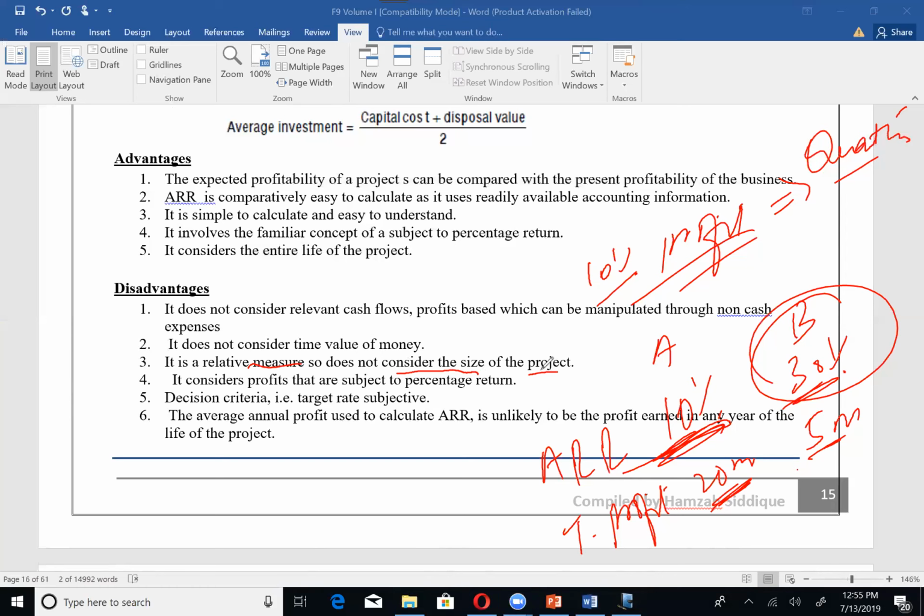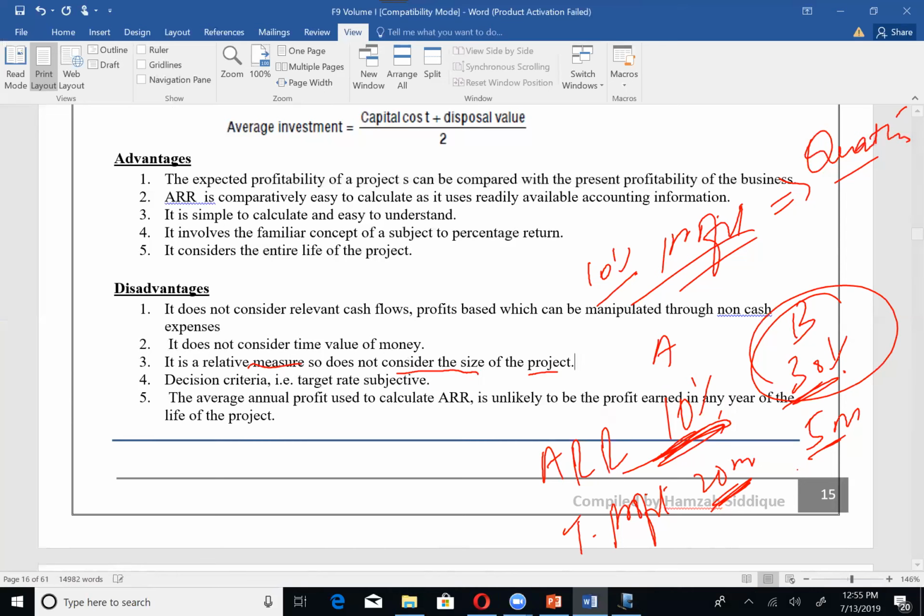Now, target rates are decided by the board, which are again subjective, that what should be sufficient. So decision criteria, which is set by the board, again it is based on judgment of what should be suitable. Their own judgments are involved.